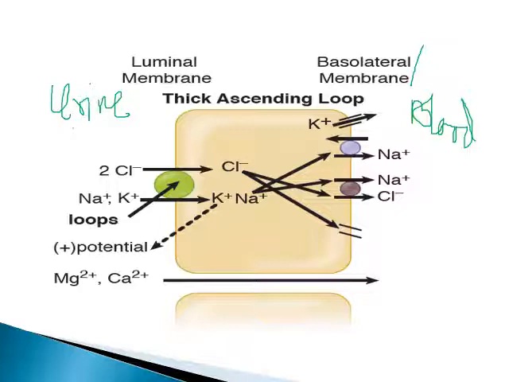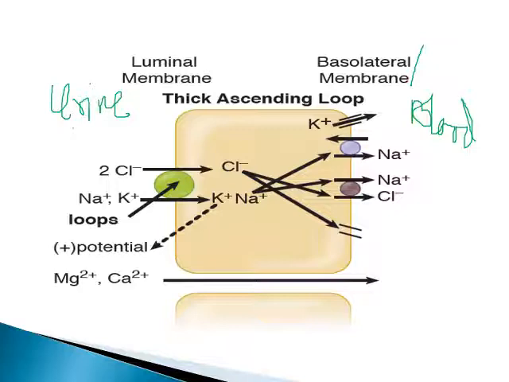So in the thick ascending loop of Henle, I have already told you there is one important symporter. The name of that symporter is the sodium potassium 2 chloride symporter. Symporter means all these ions transported by this symporter will go in one direction. So we can see here this sodium potassium 2 chloride symporter is helping in the reabsorption of sodium, potassium and chloride ions.